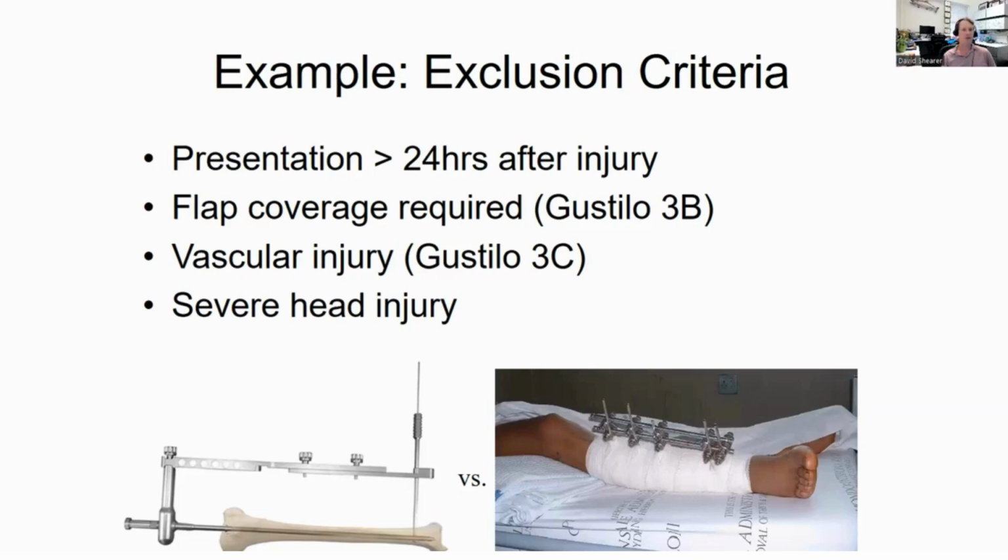We already talked about the issues about flap coverage and vascular injury, and other issues that might come up would be things like patients with severe head injury may not be able to participate in some of your outcome assessments and things like that. You might exclude patients who have certain risk factors that may prevent them from following up. Things like that also might influence the mechanics of the study. Could be things that you want to keep as exclusion criteria.